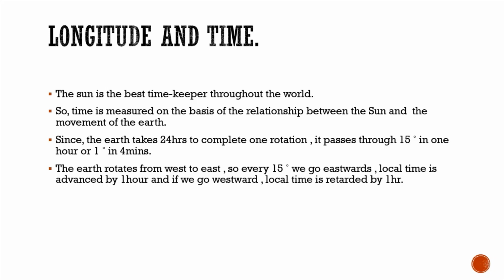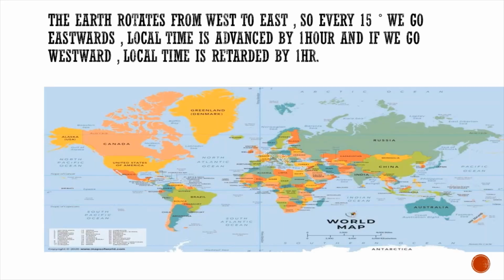The earth rotates from west to east. So every 15 degrees we go eastwards, local time is advanced by 1 hour, and if we go westward, local time is reduced by 1 hour. Now if you observe this one, it will be a bit clearer for us. This particular one is our prime meridian. As we discussed, the sun rises in the east and sets in the west. From this prime meridian, if we go 15 degrees towards the east, the time will be added by 1 hour.